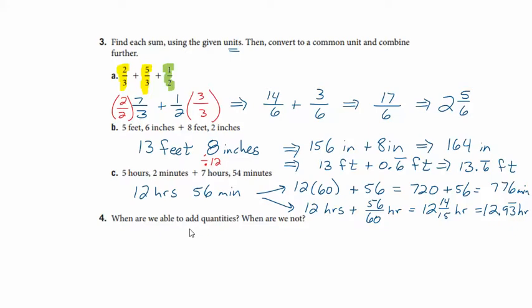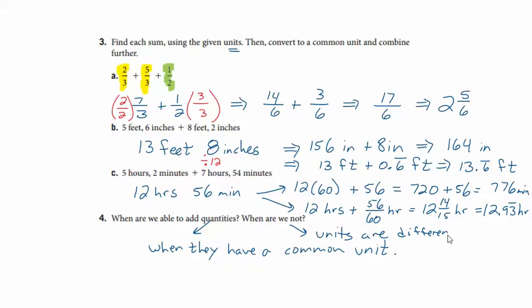So when are we able to add quantities? When are we not? We're able to add quantities when they have a common unit. They have to have the same unit of measure, whether that's feet, inches, thirds, whatever, when they have a common unit. We can't add them if the units are different. We would just leave it. I mean, when we say we can't add them, what we mean is we can't combine them into one thing.